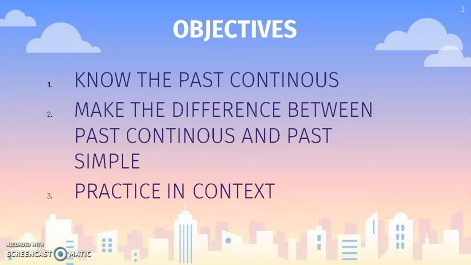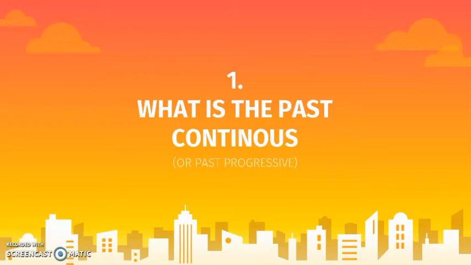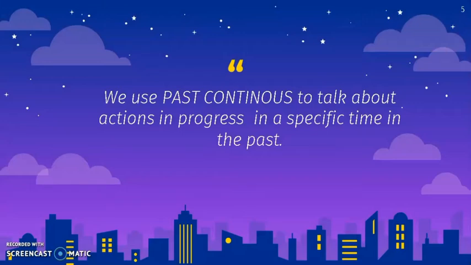Well, the objectives of this class are: number one, to know the past continuous. This is the topic for this week. Difference between the past continuous and the past simple. And finally, of course, we're going to practice in context. That is the most important. Okay, so let's start. What is the past continuous or the past progressive? We can call it past continuous and past progressive, they are the same. We use past continuous to talk about actions in progress in a specific time in the past.